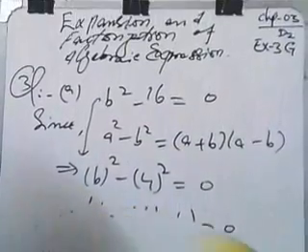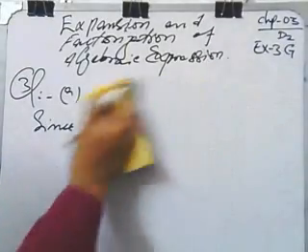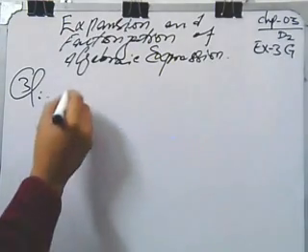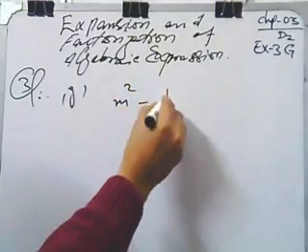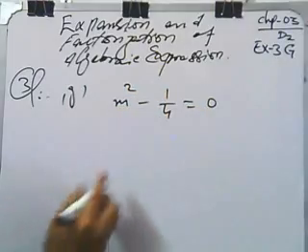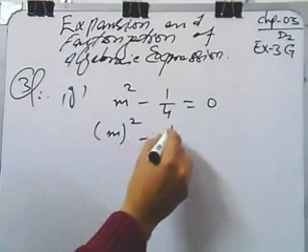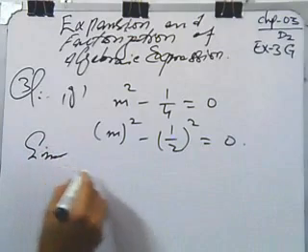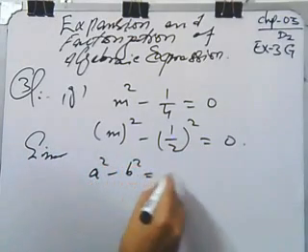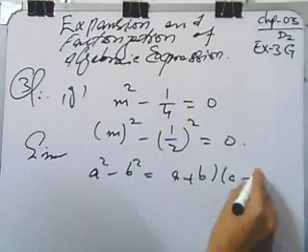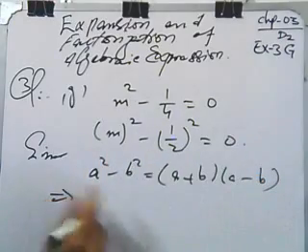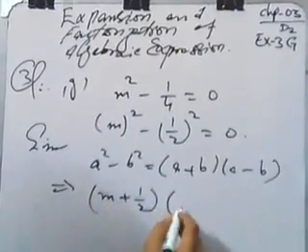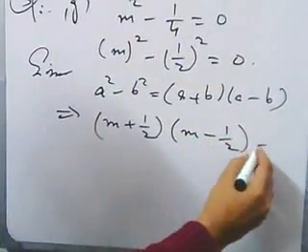Similarly, another part I would like to solve. For example, you have been given the g part, m square minus 1 by 4 is equal to 0. So make the perfect square, m square minus 1 by 2 whole square is equal to 0. Since you have a formula, that is the difference of two squares formula, which is equal to a plus b into a minus b, by considering this formula you will get m plus 1 by 2 and m minus 1 by 2 is equal to 0.